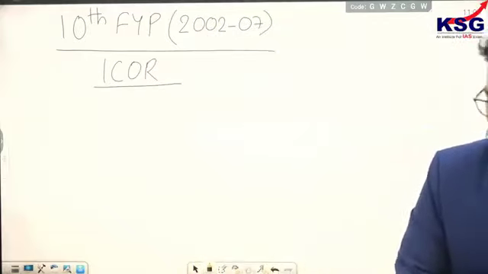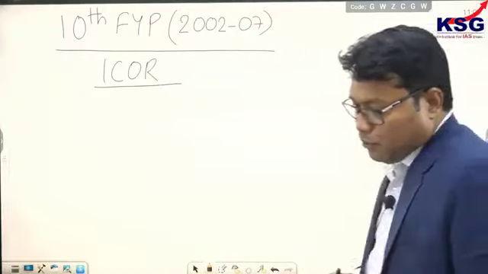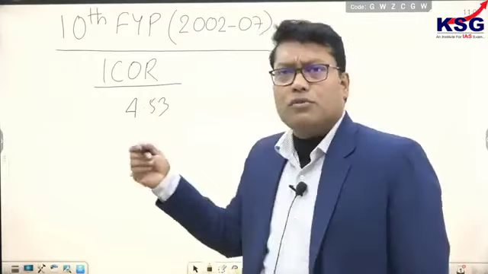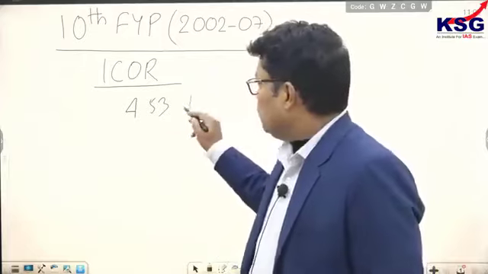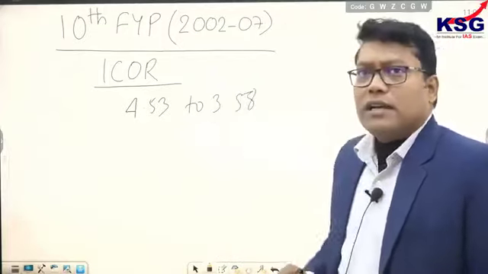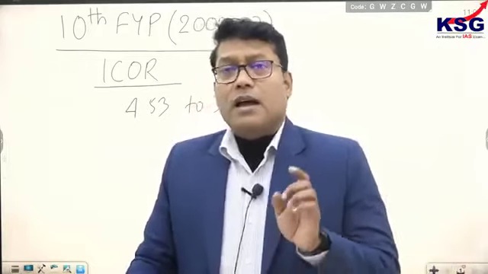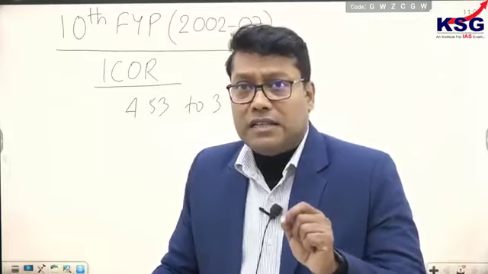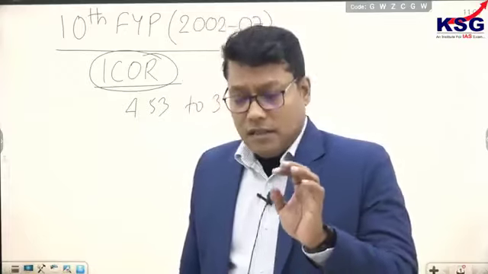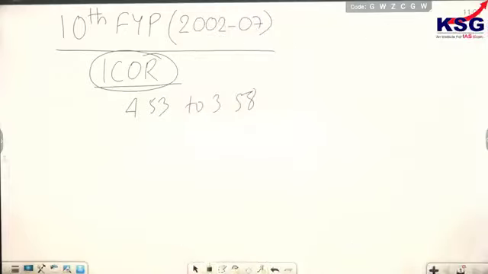decrease in ICOR from 4.53 to 3.58. Don't write the percent sign, just 4.53 to 3.58. Write it numerically, but the numerical values are not important for us. I am putting these numbers only so you can understand the concept of ICOR. I will discuss this concept.